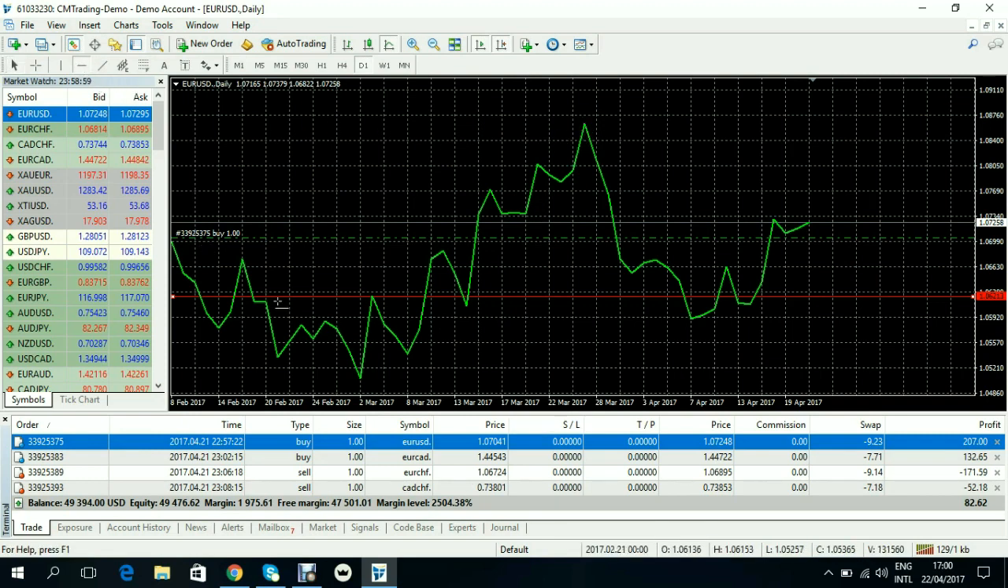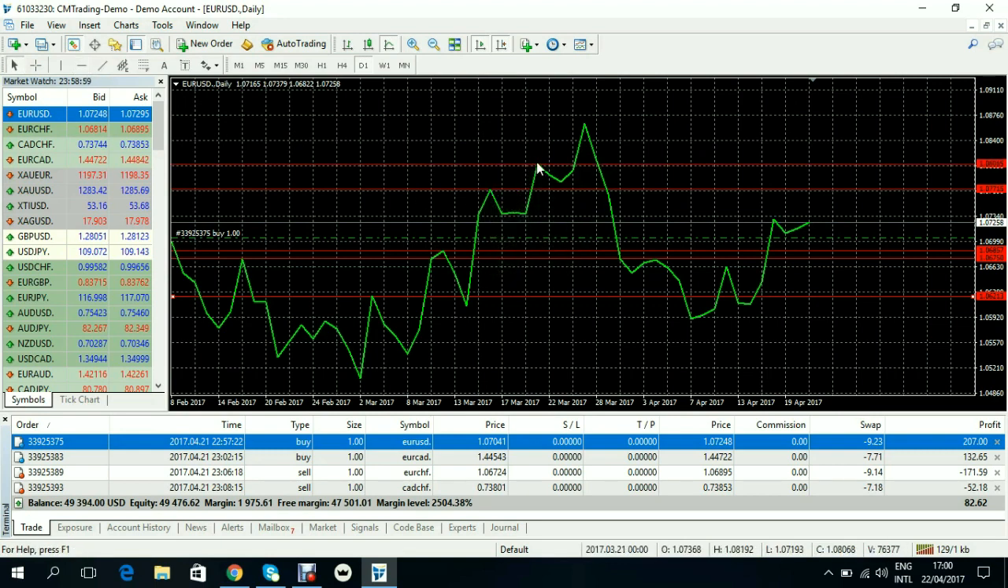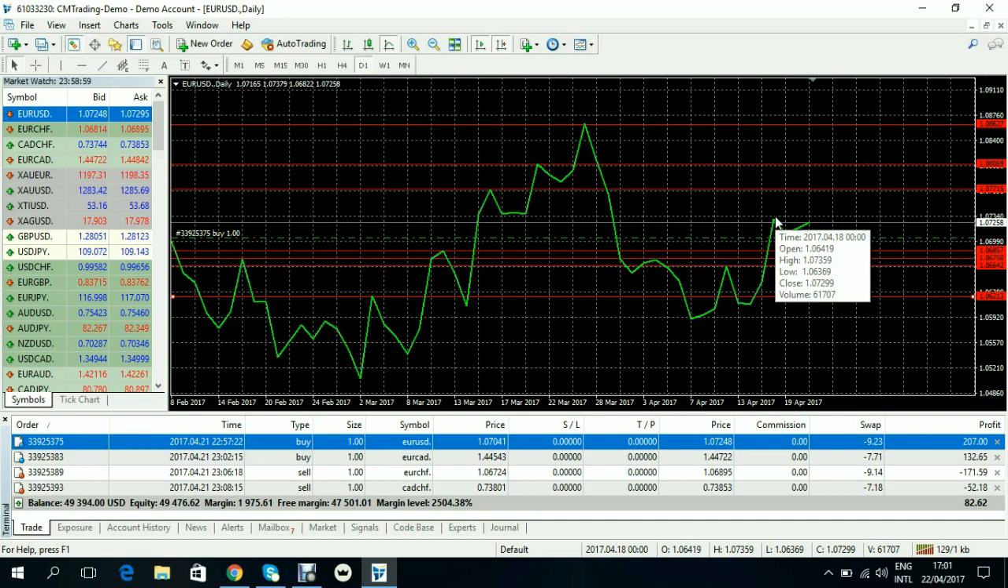So we can mark them. For example, this one, this is where it turned. So let's mark it with the horizontal line here. This is a resistance. And even here, you see it's just a very short distance from the previous one. So this is a resistance. Here is also a resistance, and here, and here, and even here is also a resistance level.